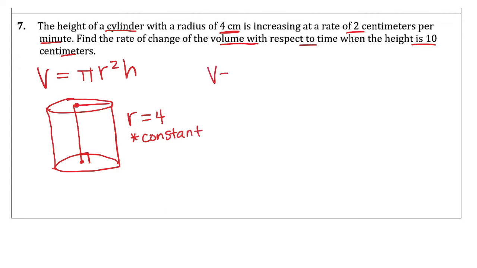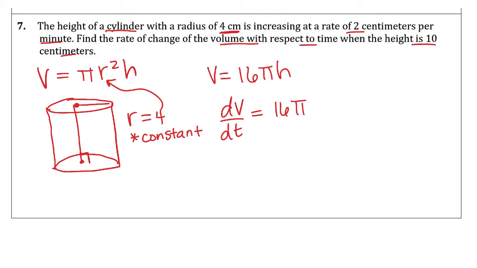And so we see that the volume is going to be 4 squared, so 16 pi h. And that's going to make that a little bit easier to work with, because now when we do our derivative, we have dV/dt equals 16 pi dh/dt. And we are told to find the rate of change of the volume with respect to time when the height is 10 centimeters. So we've got enough information now to go through and figure out.